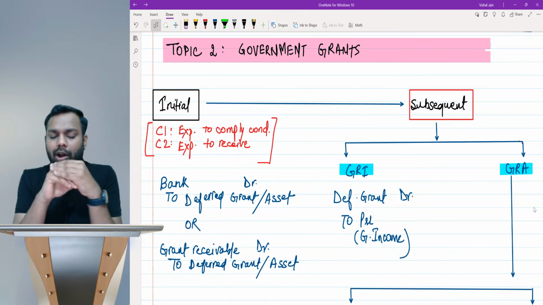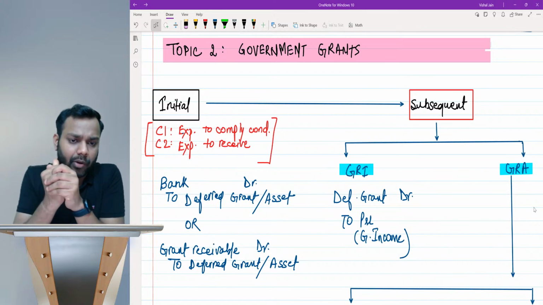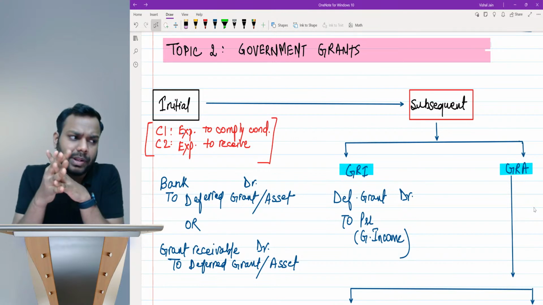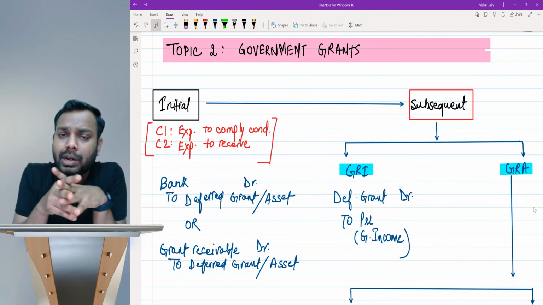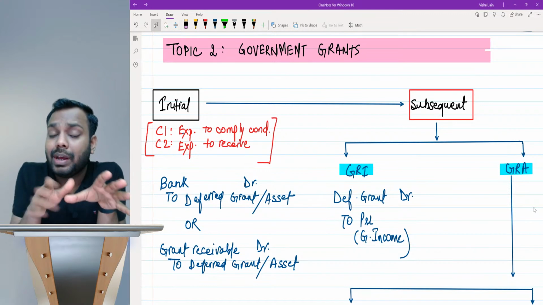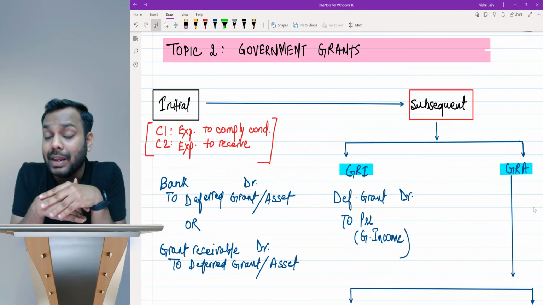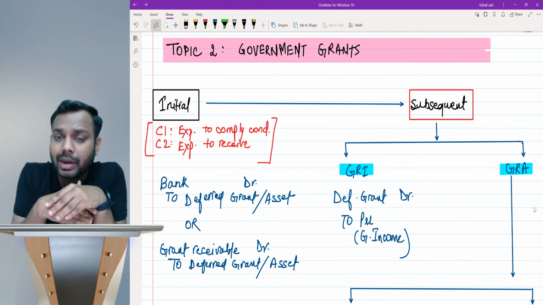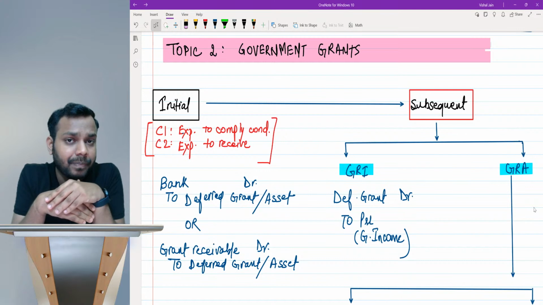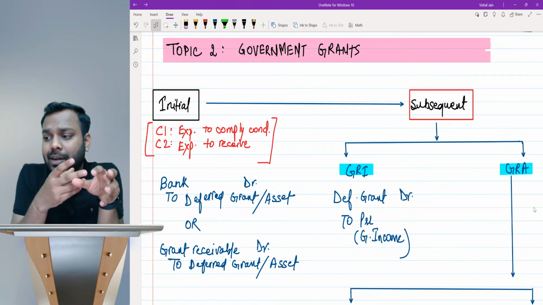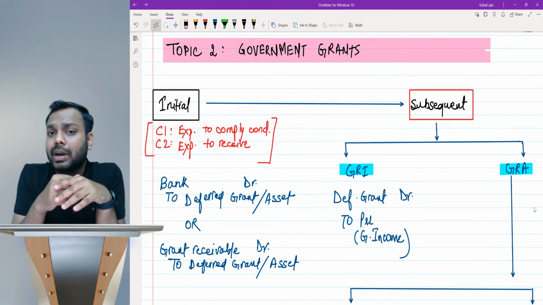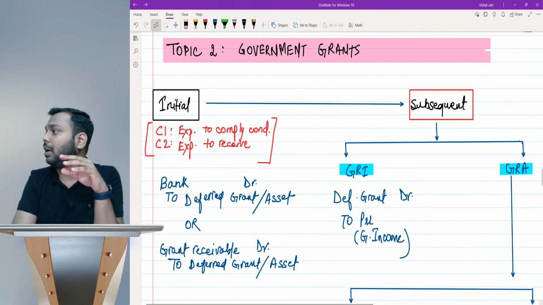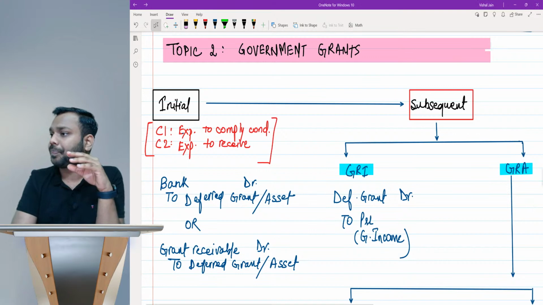Okay, all clear? Let us move on to the government grants, guys. In this chapter, we have to understand how the grants will be recognized as an income, and what the treatment will be if the grant has to be repaid back.